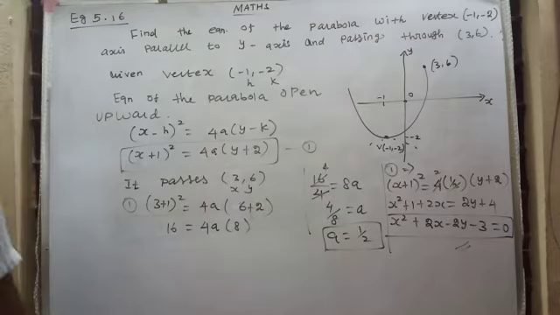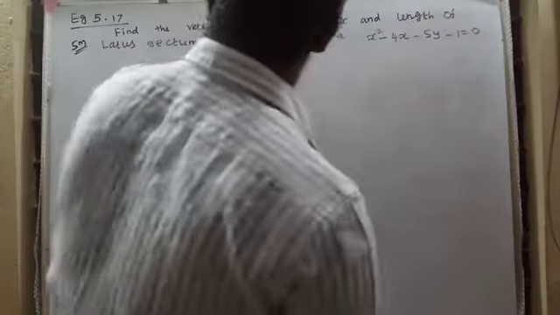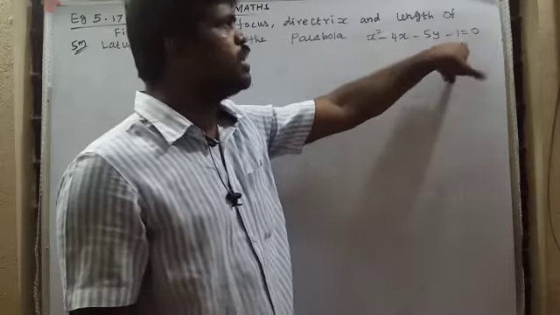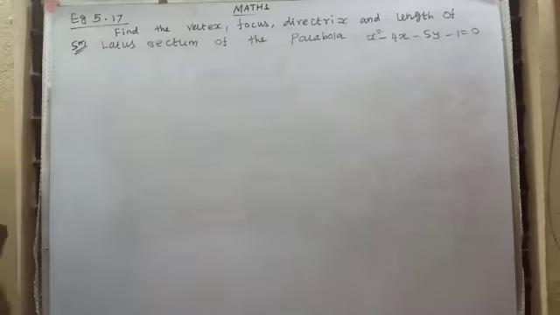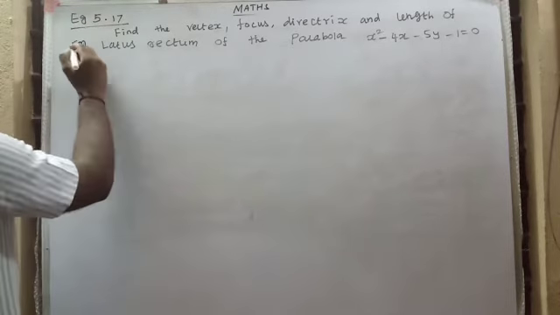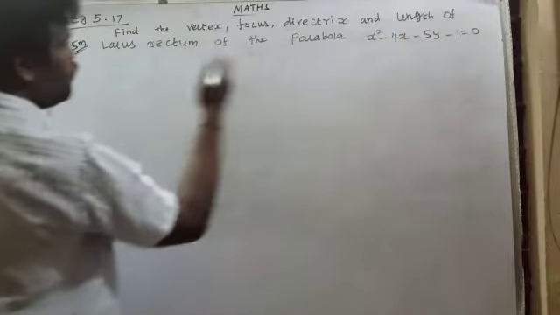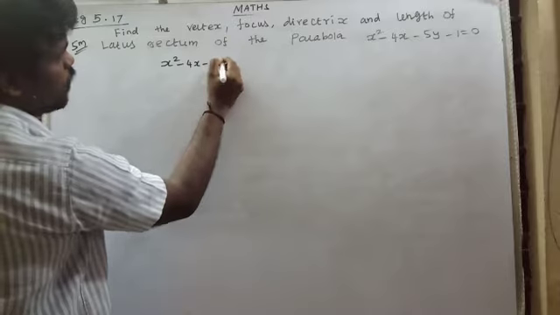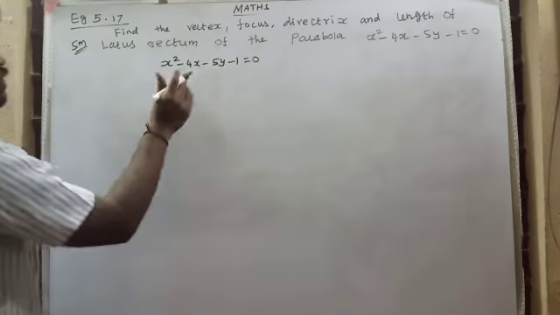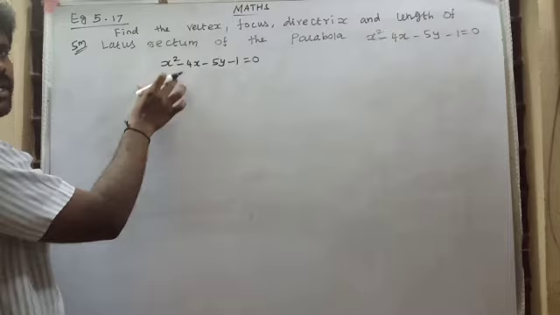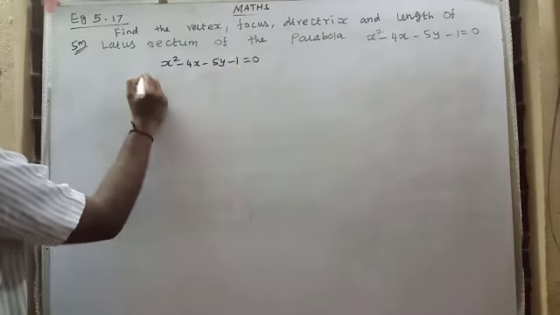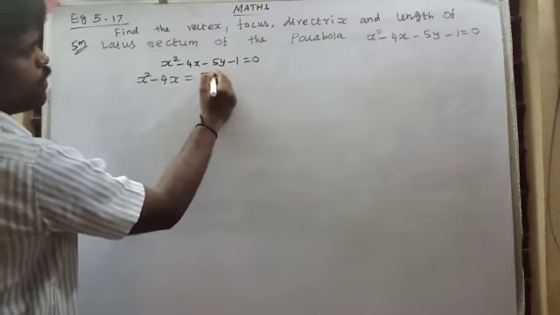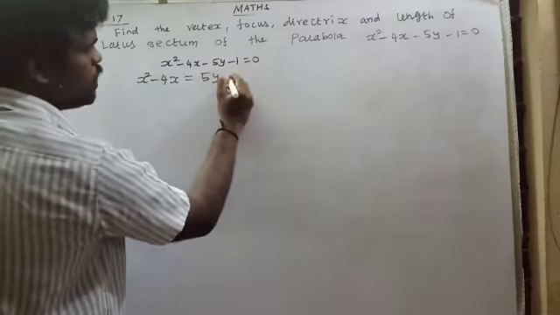Find the vertex, focus, directrix and length of latus rectum of the parabola x² - 4x - 5y - 1 = 0. This is example 5.1, very important for 5 marks. First of all, we take the parabola equation x² - 4x - 5y - 1 = 0. Let us take the x terms on the LHS and the other terms on the RHS: x² - 4x = 5y + 1.